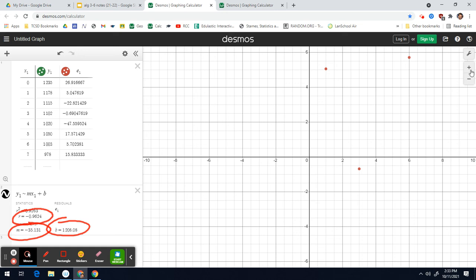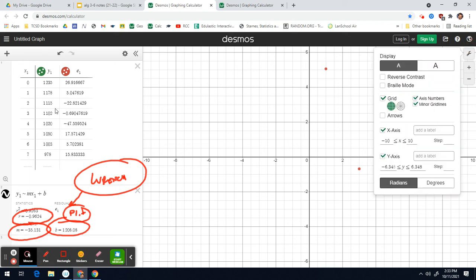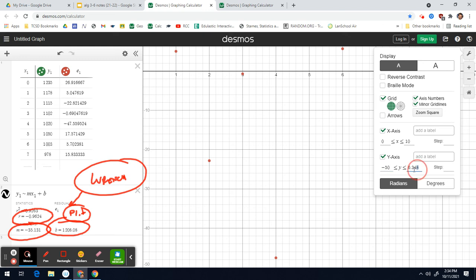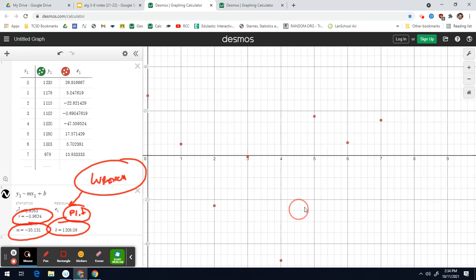So what we're going to do here is adjust the window. Once I clicked on that word plot, now we're going to find the wrench and adjust it. Your x-axis can model the numbers here in the x, so we're going to go from 0 to 10. Now your y-axis, your smallest should be the smallest number over here, which is like negative 50. And your biggest should be around 30. How about we just go 50 to make it even? There you go, and here's your residual plot.